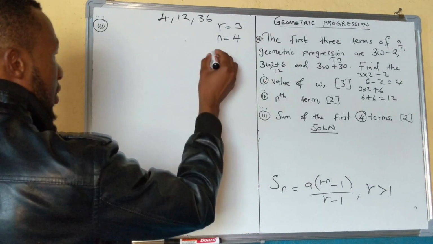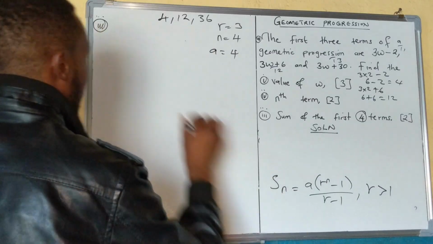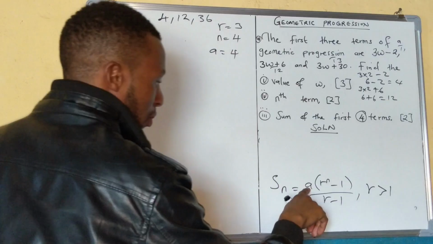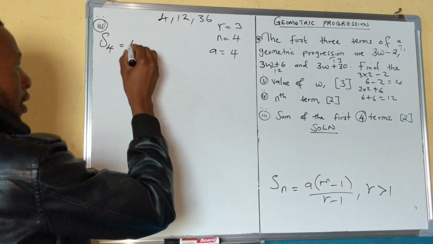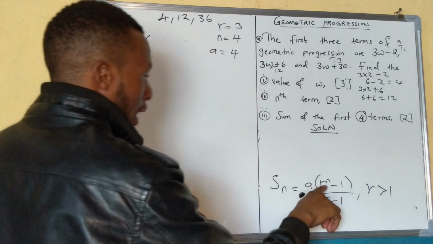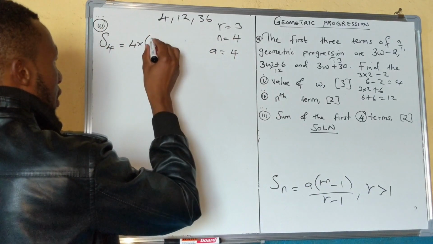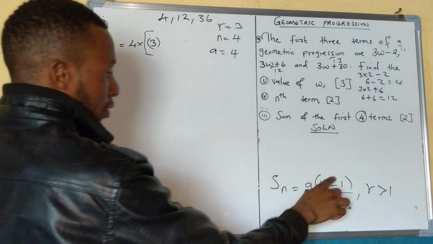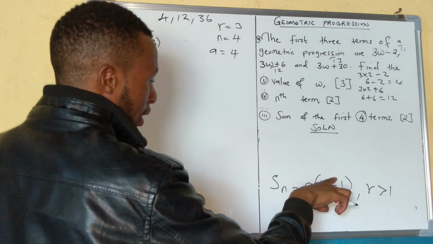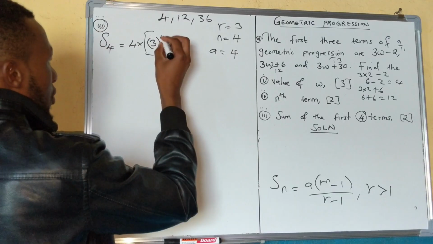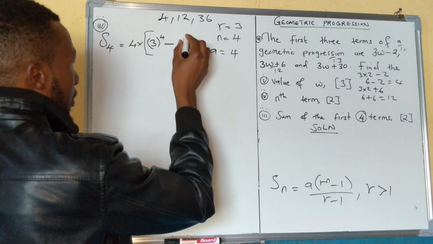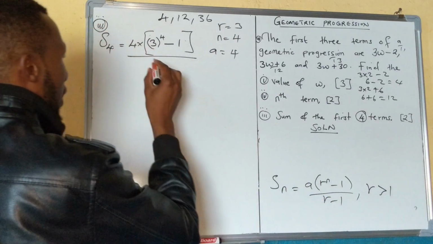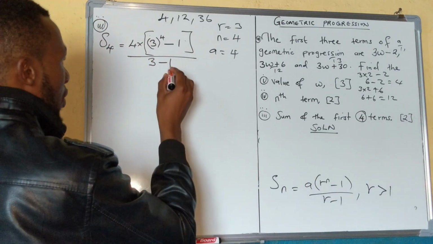So we substitute. Sum to the first 4 terms. Then a is representing the first term. The first term is 4, times open bracket. Our r is 3. Let me use the square brackets. So 3 to the power n, sorry, n is 4. So it will be 3 to the power 4 minus 1. Close that square bracket. Over r minus 1, which is 3 minus 1.